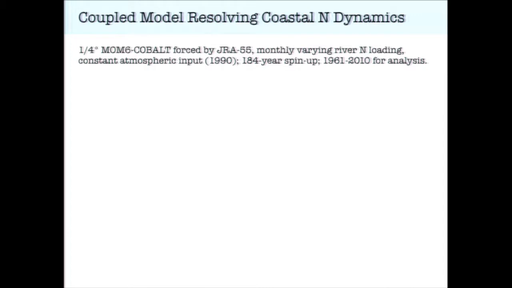Okay, so we force the coupled ocean biogeochemical model by the GRA reanalysis winds and atmospheric conditions. And we give the model monthly varying river nitrogen loading and freshwater discharge from our land model simulation. Just in order to tease apart the river impact, we give a constant atmospheric input of nitrogen, and then we spin it up for 184 years, and then we run 50 years for the past 5 decades for analysis.